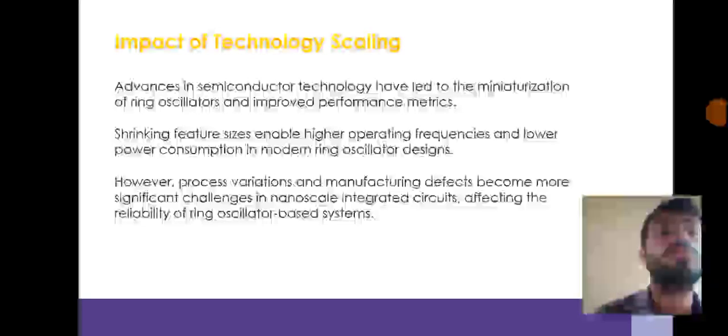However, process variations and manufacturing defects become more significant challenges in nanoscale integrated circuits, affecting the reliability of ring oscillator based systems.